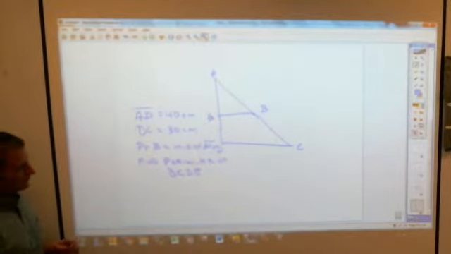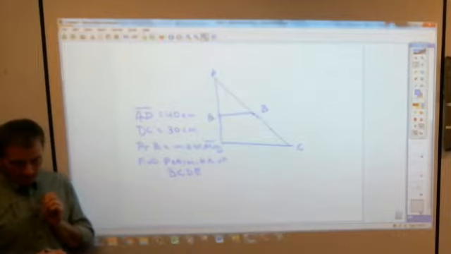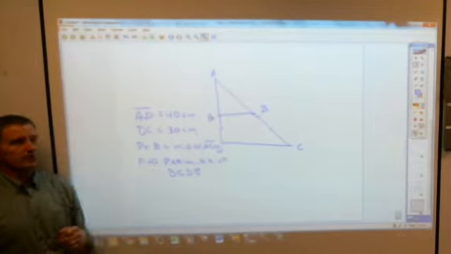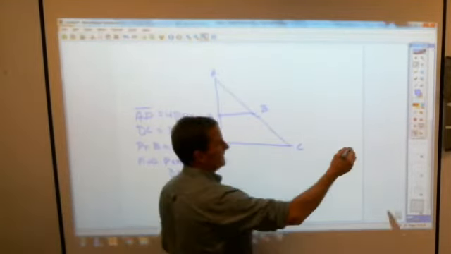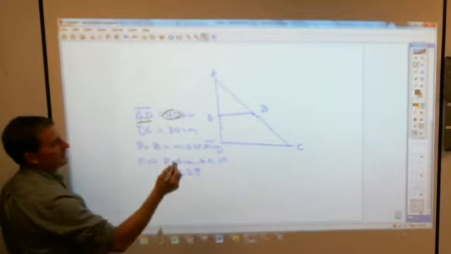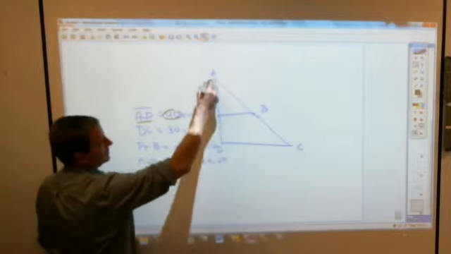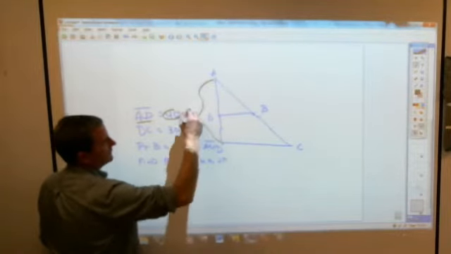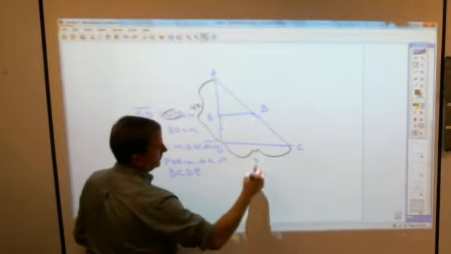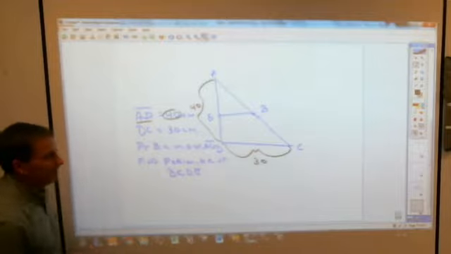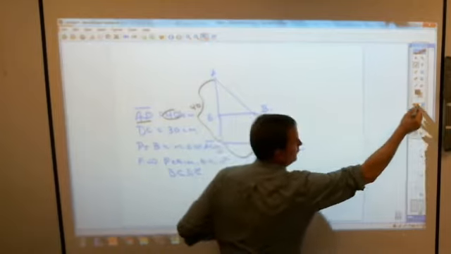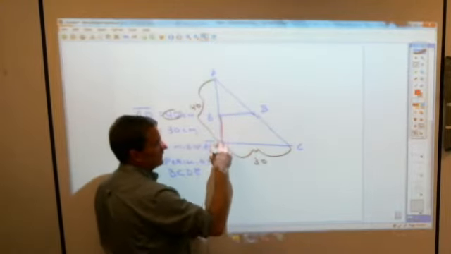Now, how should you tackle this problem on your paper? First of all, if this is the problem, you will write this down and you will write this down. Then your next step would be to write down all the stuff you know, put all the dimensions on your triangle. So you know AD is 40 centimeters, so make sure you label that as such. AD is 40, DC is 30. Your ultimate goal is to find the perimeter of this shape right here.